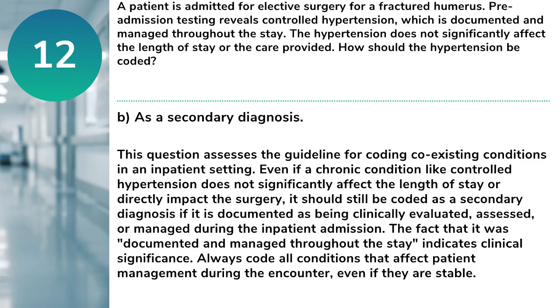Answer. B. As a secondary diagnosis. This question assesses the guideline for coding coexisting conditions in an inpatient setting. Even if a chronic condition like controlled hypertension does not significantly affect the length of stay or directly impact the surgery, it should still be coded as a secondary diagnosis if it is documented as being clinically evaluated, assessed, or managed during the inpatient admission. The fact that it was documented and managed throughout the stay indicates clinical significance. Always code all conditions that affect patient management during the encounter, even if they are stable.